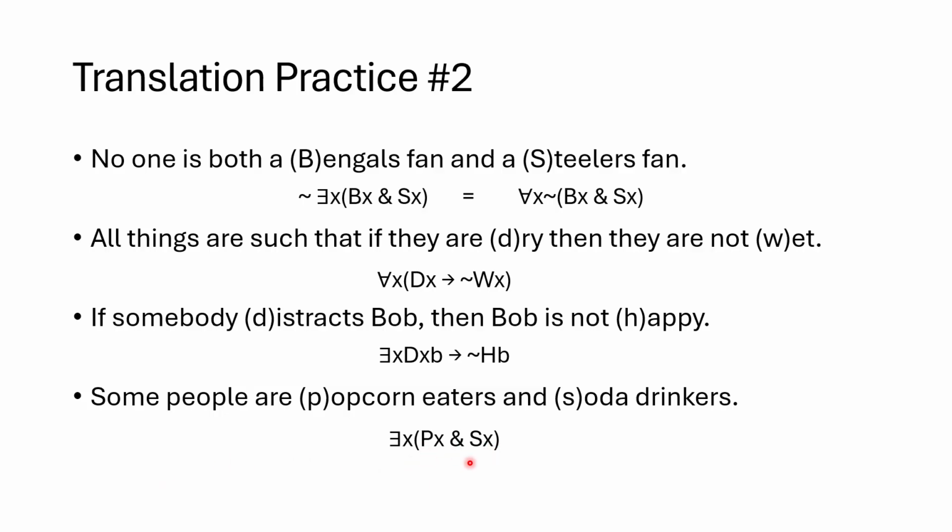and then we're going to place the variable in our one-place predicates for P as a popcorn eater and S as a soda drinker. So the same person is both a popcorn eater and a soda drinker. That's what these parentheses are suggesting. That's the limiting of the scope of the quantifier.